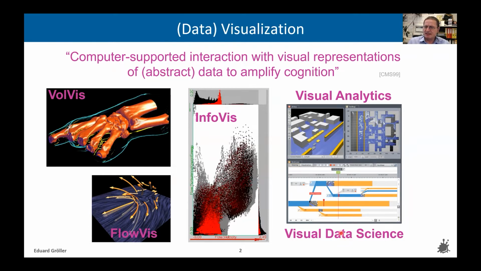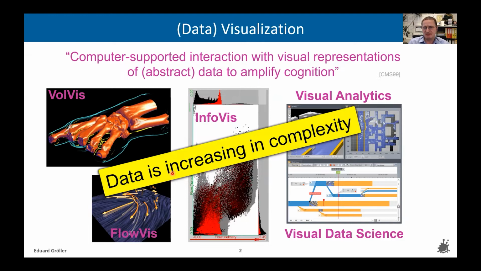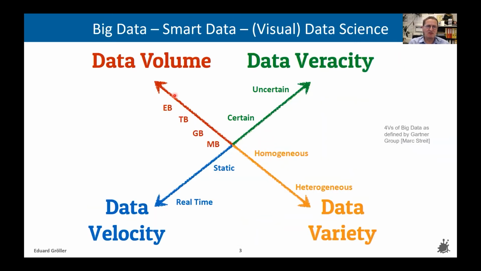And the data is the source that is to be investigated, and visual techniques play a role here as well. And what we have seen in the last year, data is increasing in complexity. And why is that the case? I mean, this is also a well-known figure that the data can increase in volume. So from megabytes to exabytes, for example. Or the data veracity. So you can have certain or uncertain data.